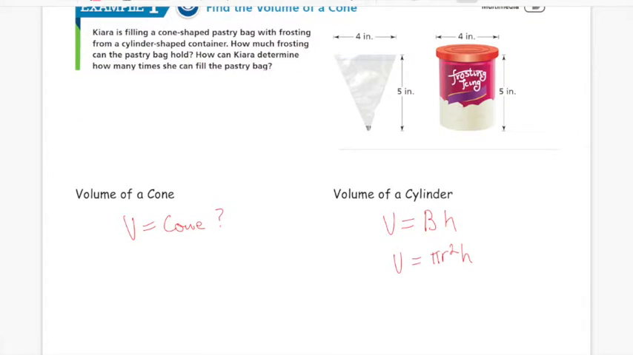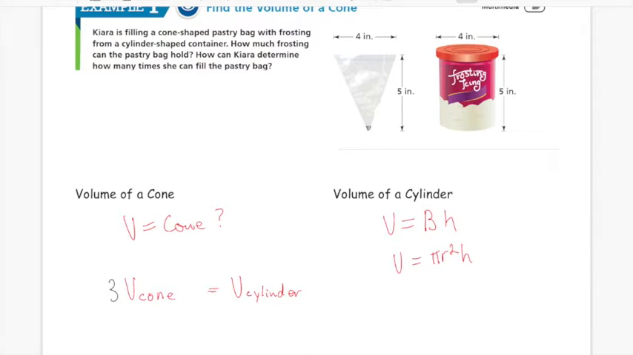Now that you've watched the video, we know that the volume of a cone, call this V, but it has to be 3 times that. 3 volumes of the cone is equal to the volume of the cylinder.